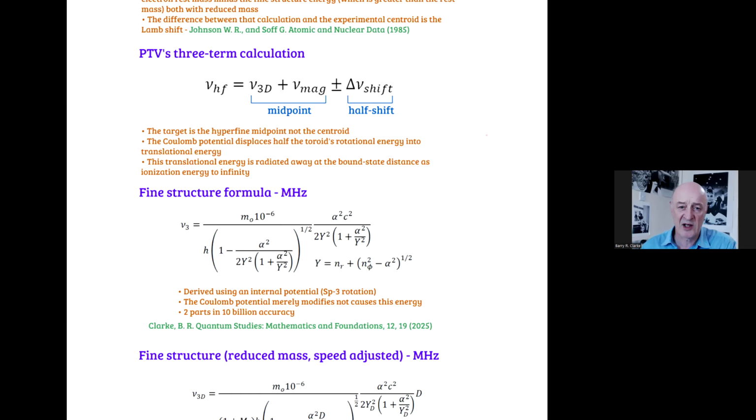It's a 2-part calculation for the midpoint. You want nu 3D and nu mag. The first one is the modified fine structure term, and the second one is a magnetic potential. Let's take a look at those.